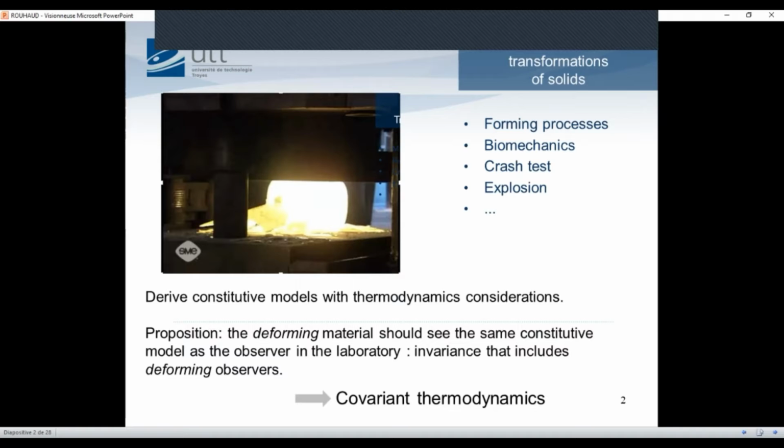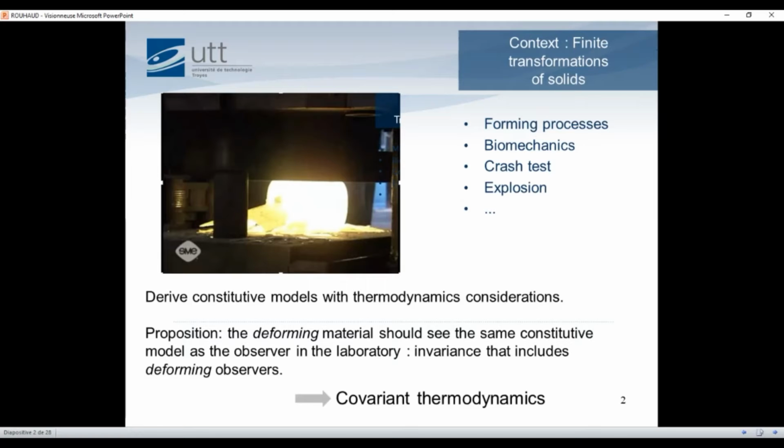Finite transformation of solids is a motivation for this talk. You can find finite transformation of solids in forming processes, biomechanics, crash tests, explosions, basically every deformation where the initial shape of the object is very far from the final shape.